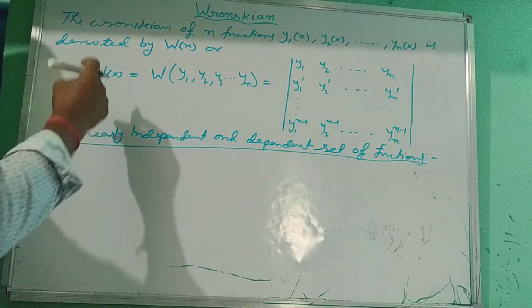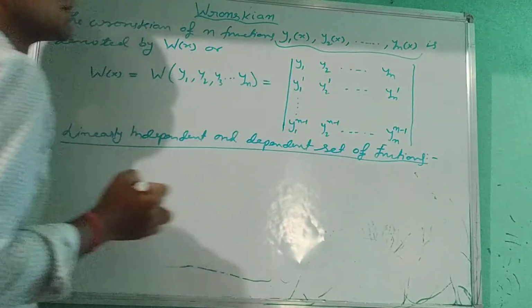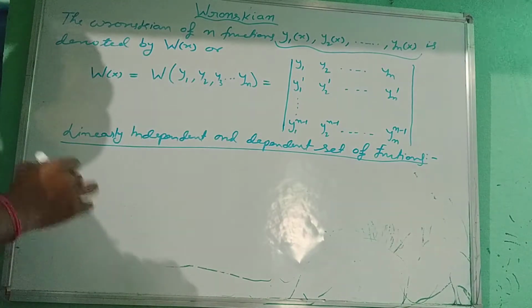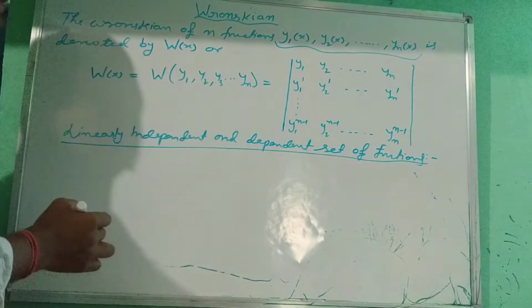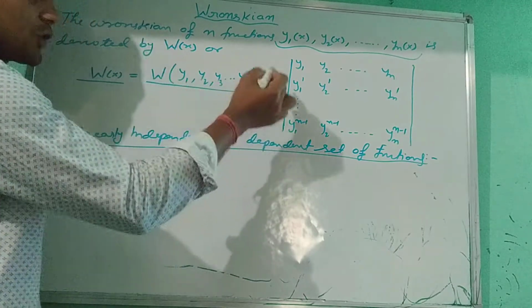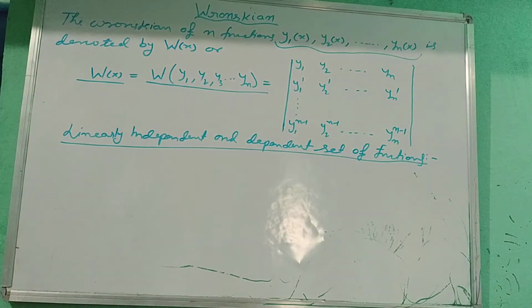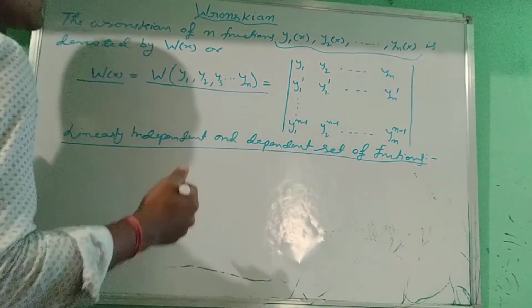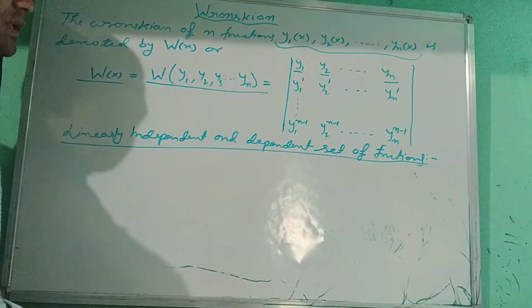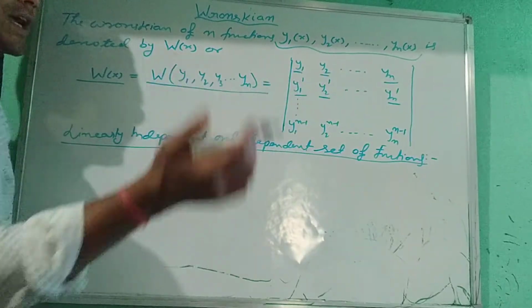The Wronskian is defined as the Wronskian of n functions. Suppose that we have n functions y1, y2 and yn, and the Wronskian of the n functions is denoted by W(x) or W(y1, y2, and so on yn). It is equal to the value of a determinant, and the determinant is arranged such that the first row is y1, y2 and so on yn, and in the second row y1 dash, y2 dash and so on yn dash. Dash means one time differentiation of the first row.